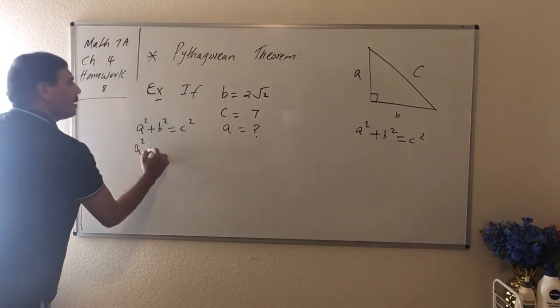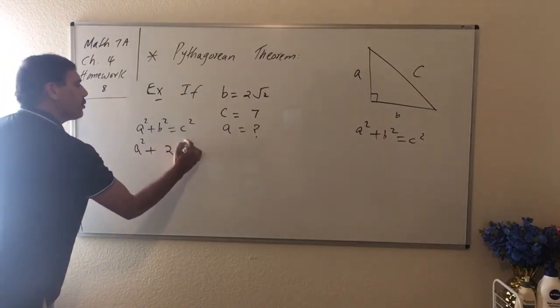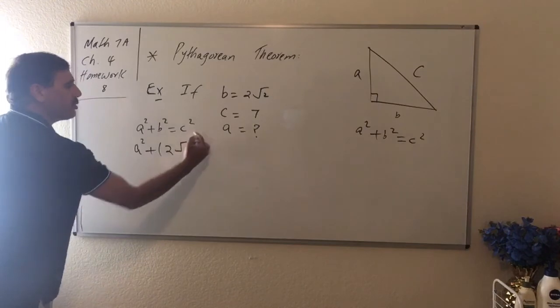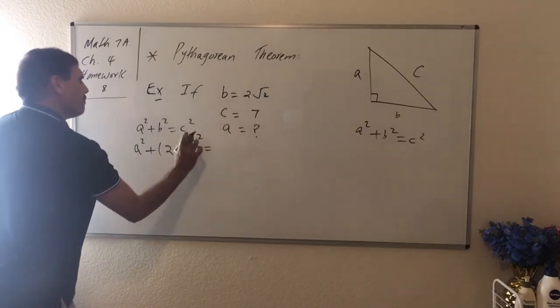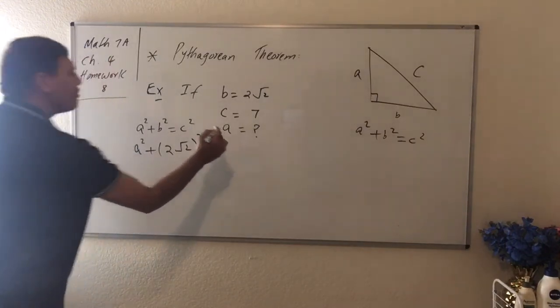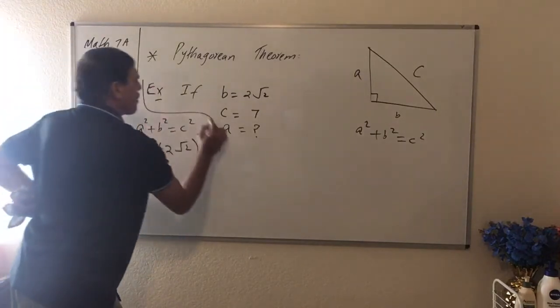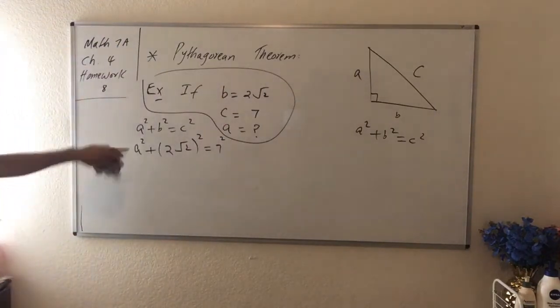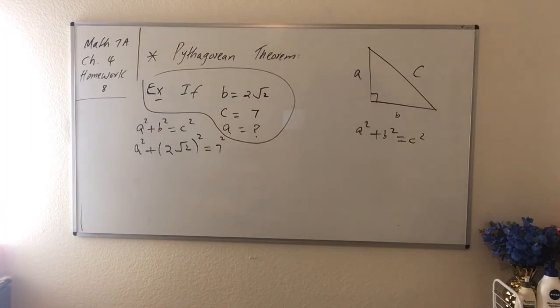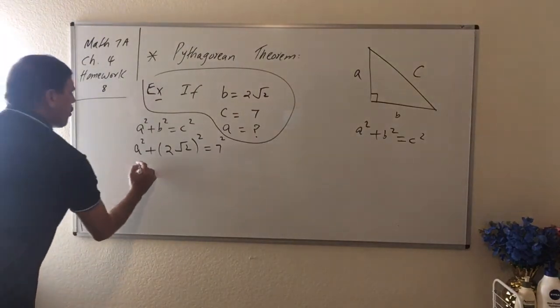A squared, the b we know, so it is 2 root 2. Make sure you use the parentheses for the square. And c is 7, so it becomes 7 squared. So this is the given problem here. Make sure you don't get confused. That's the first step. You can always pause and think about what's going on. Pause and go.